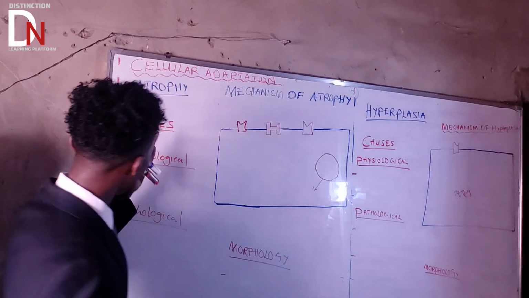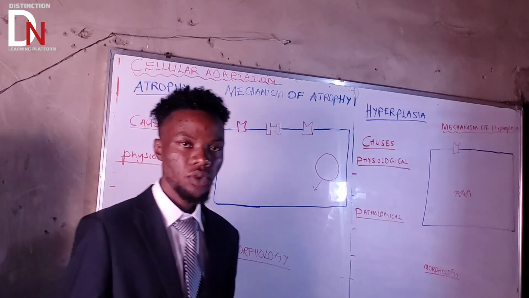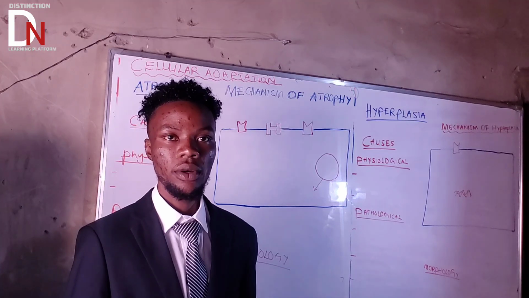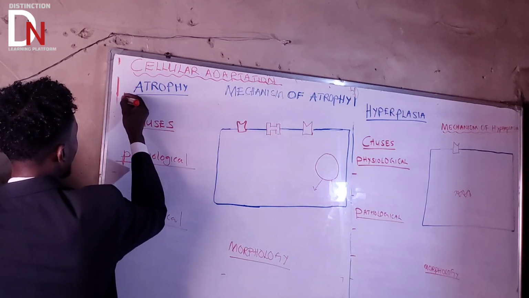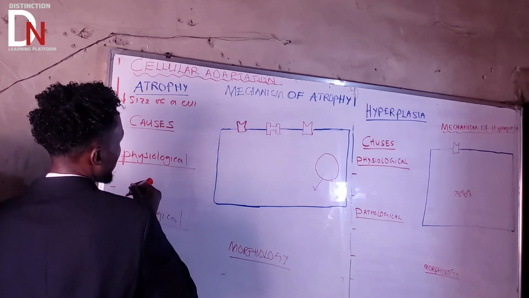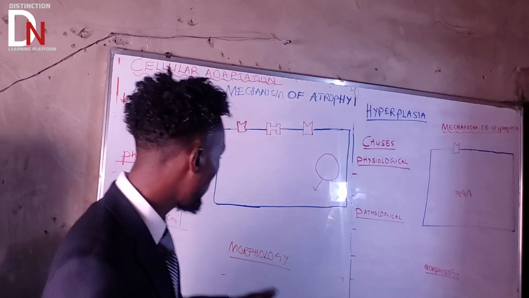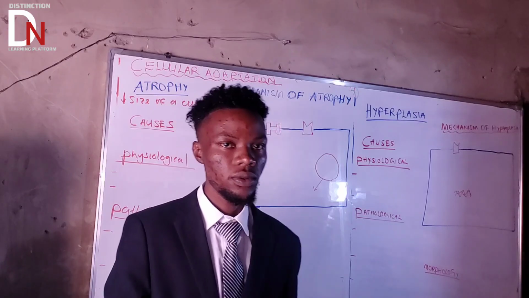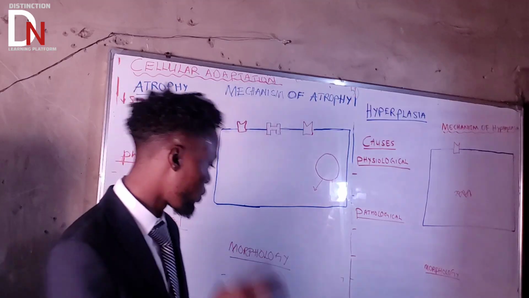So one of the cell adaptations is atrophy. Remember, what is atrophy? Atrophy is a decrease in the size of a cell resulting in a decrease in the size of an organ. Okay, so we'll talk about the morphology, of how a cell can look if you look at it grossly or under a microscope. That will be under morphology.